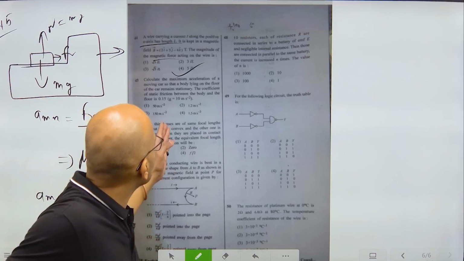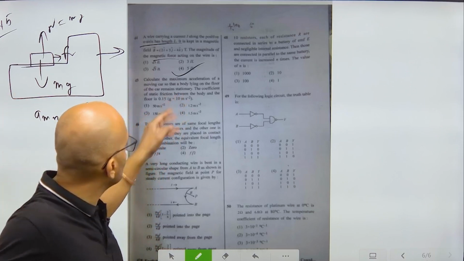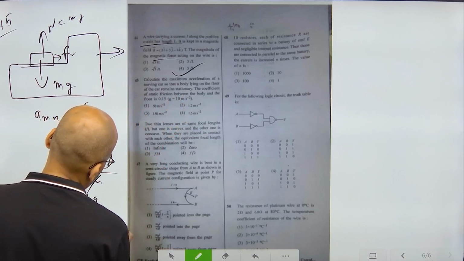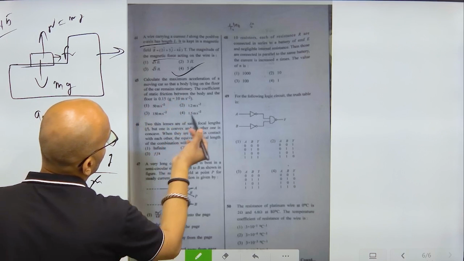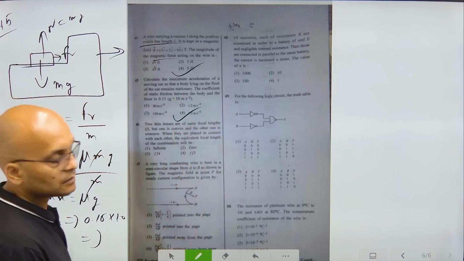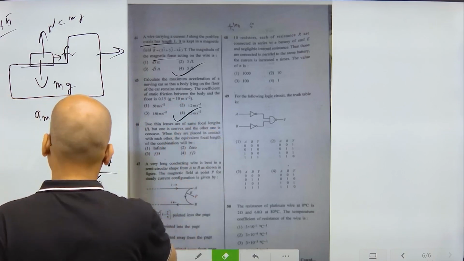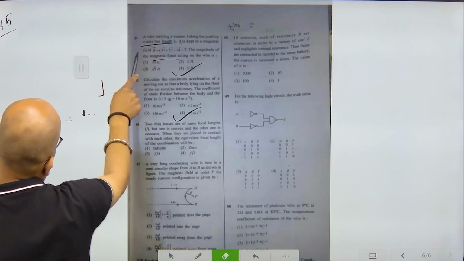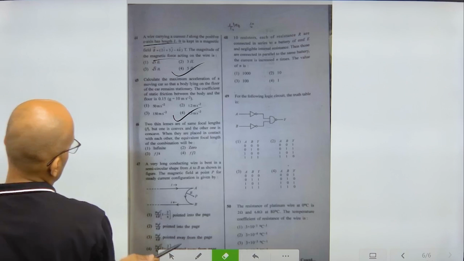Mu is given to us as 0.15. g is 10. So 1.5. Okay. Very basic question, till class 9th level. Anyway.